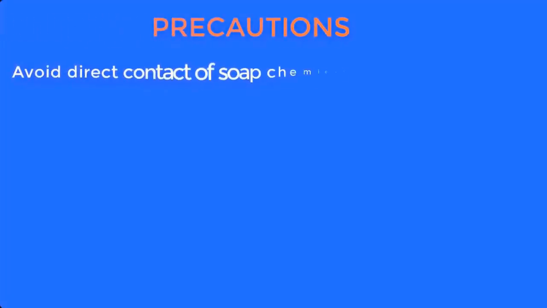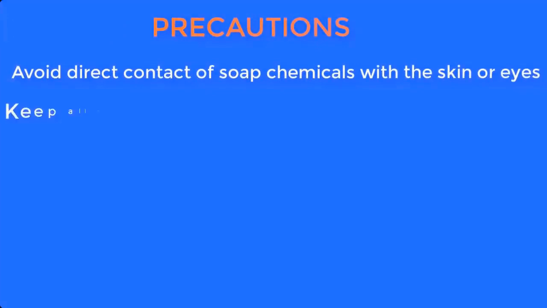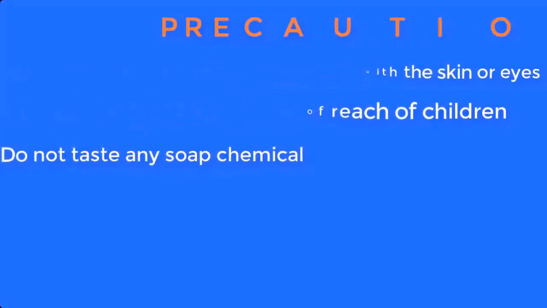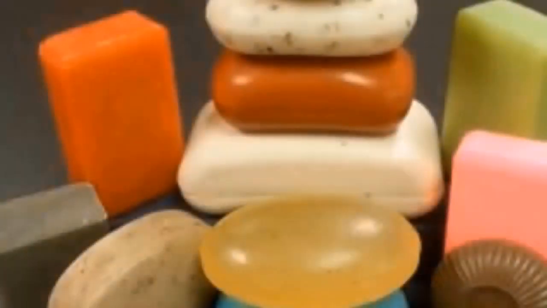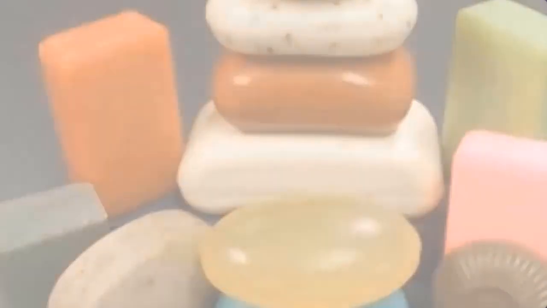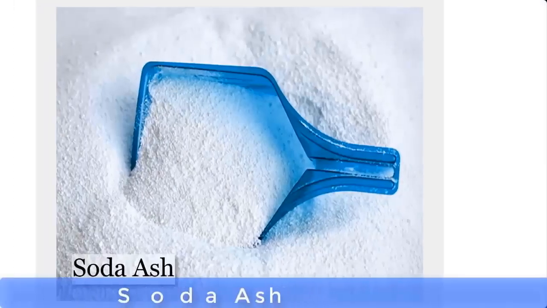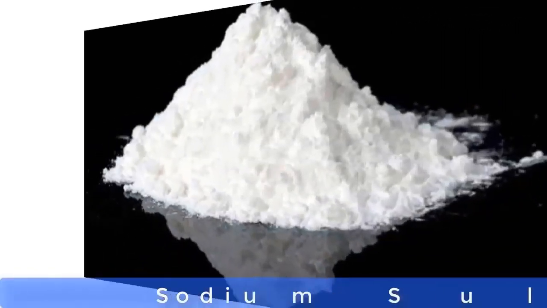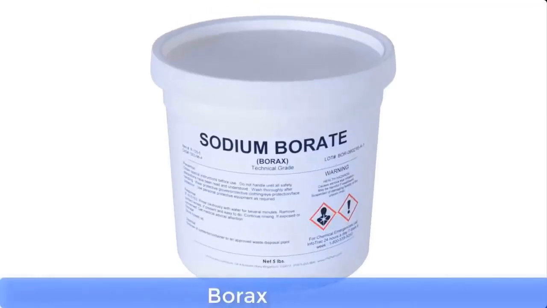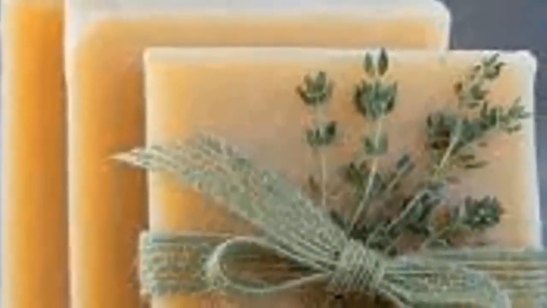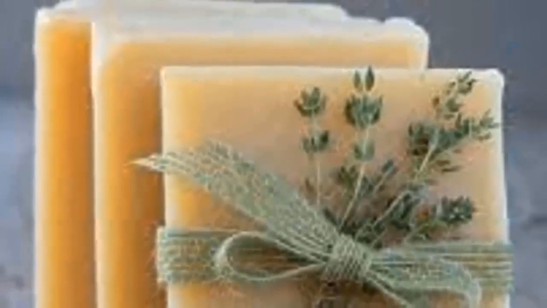Avoid direct contact of any chemical with the skin or eyes. Keep all chemicals out of reach of children and do not taste any chemical. The two major materials needed for making bar soap, toilet soap and medicated soap are palm kernel oil and caustic soda. Other materials, which are referred to as additives, are soda ash, sodium sulfate, sodium silicate, borax, kaolin, fragrance and color. Before I proceed, let's try to understand some basic concepts about bar soap, toilet soap and medicated soap.